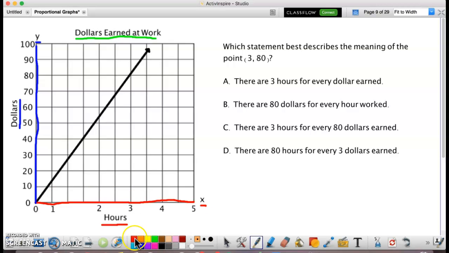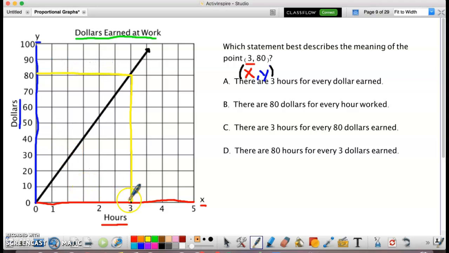Okay, so when I have a coordinate point, the first number is always the x value. The second number is always the y value. So when we are talking about the point 3, 80, we first need to find 3 on the x-axis. So we're talking about 3 hours. And I'm going to go straight up to the line until I hit the line, and it should go right over to 80.